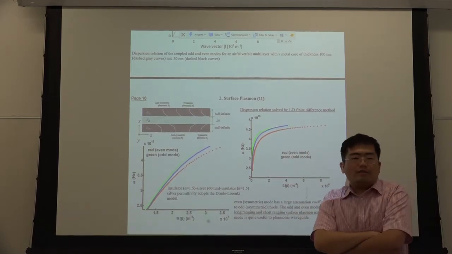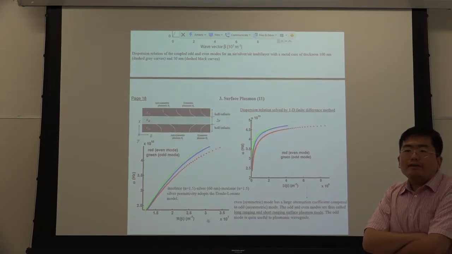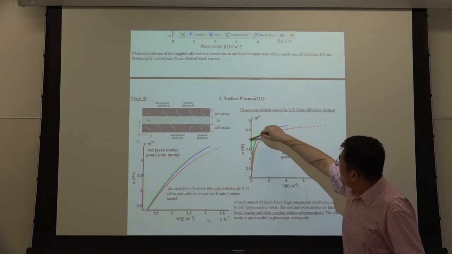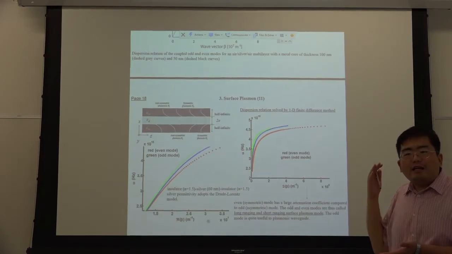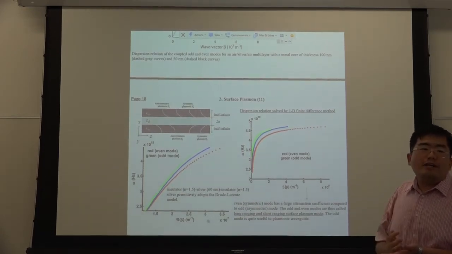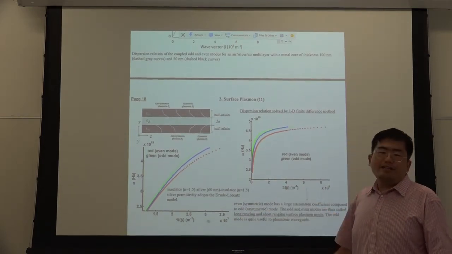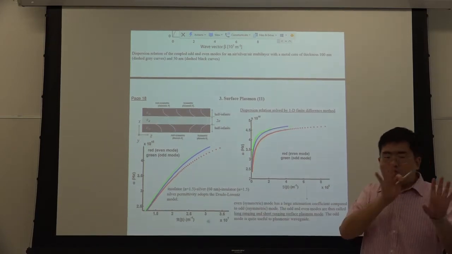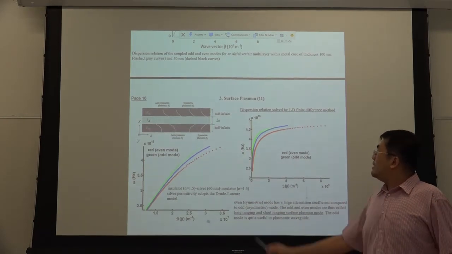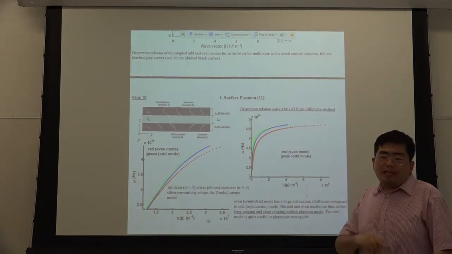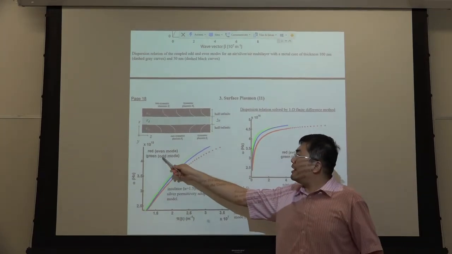Which one decays slower? Which kind of mode decays slower? Green one, right? This is the imaginary part of beta. So given omega, green one has a lower attenuation constant. Okay, they call it propagation constant, they call it attenuation constant, because this is a complex dispersion relation. You should draw two kinds of picture. One is omega with the real part of beta, one is omega with the imaginary part of beta. This is a decay. If the imaginary part of beta is smaller, it decays slower. So green one, that means the odd mode.